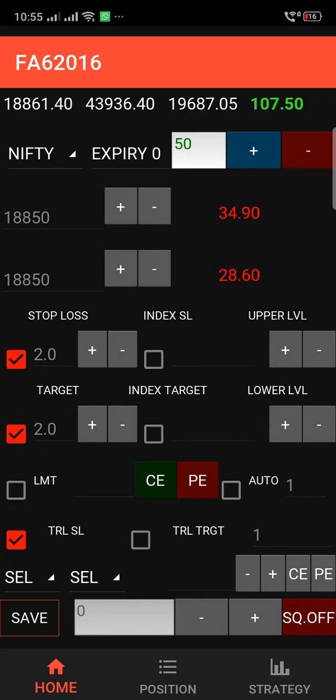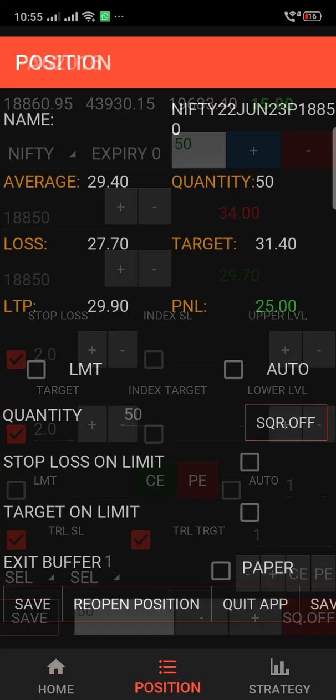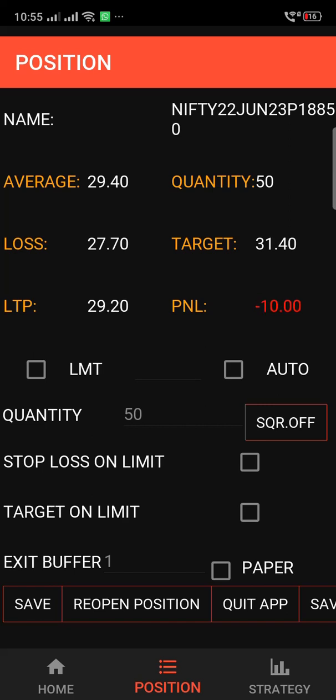Next one, trailing target. Enabled target trail and placed order. It starts to trail the target once the LTP reaches the target price. It keeps the stop loss away by our trail points. So, it is always important to keep the trail points carefully.